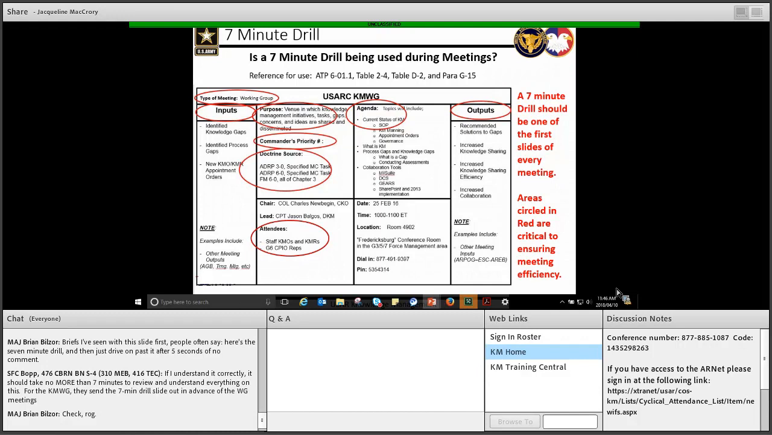And Sergeant Bob, if I understand it correctly, it should take no more than 7 minutes to review and understand everything on this, which is correct. Yes. For the KIMWIG, we send a 7-minute drill slide out in advance with the working group meeting, which is what Mr. Cardona is saying. So I think we're all on the same sheet. Yeah, bottom line is we just know it's there and how it should be used.